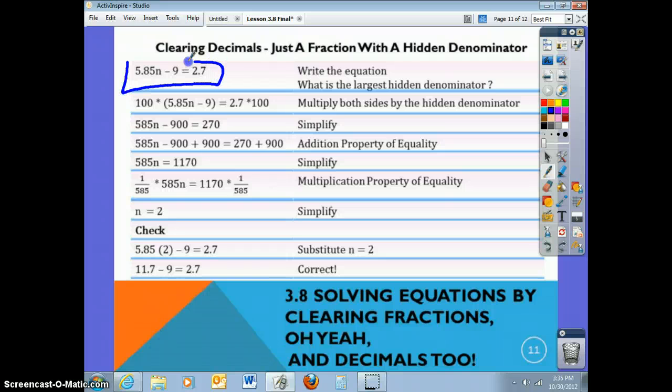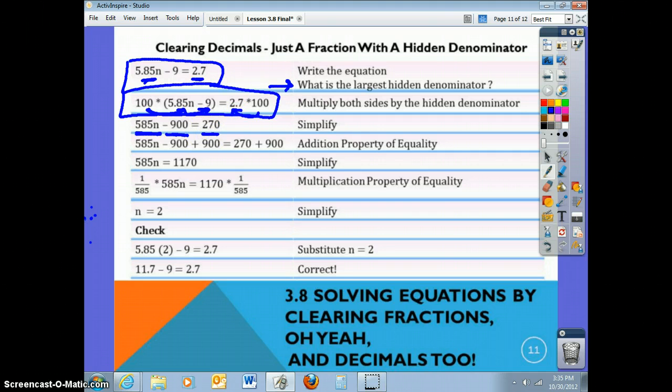So you look at the original equation and you say, okay, what is the largest hidden denominator? Well, the hidden denominator here is 100. The hidden denominator here is 10. So the largest hidden denominator is 100. So we're going to multiply both sides by 100. Once you're comfortable with this, you can just think of it as moving the decimal point. But you have to understand why you can move the decimal point. So 100 times this guy, 5.85, is 585. 100 times -9 is -900. And 100 times 2.7 is 270.